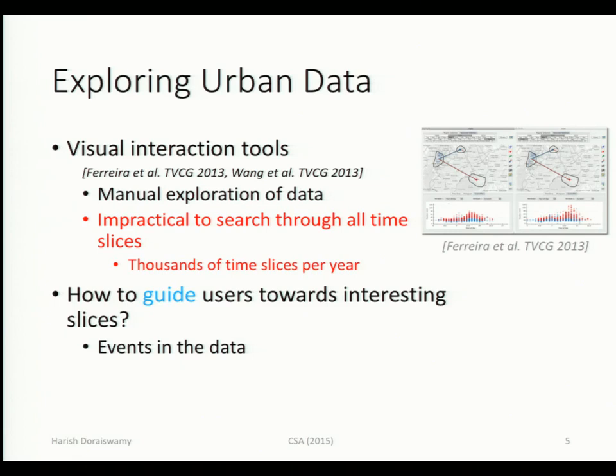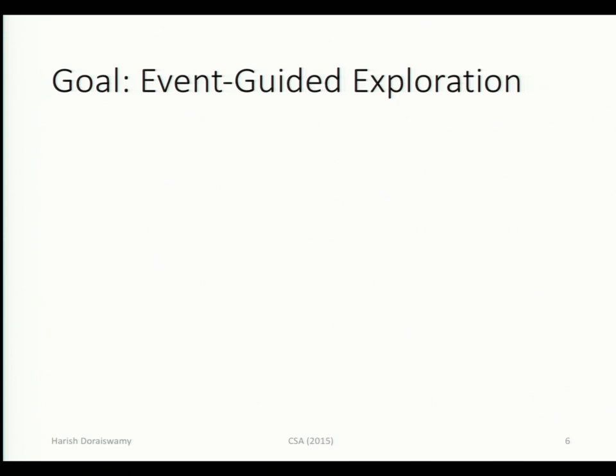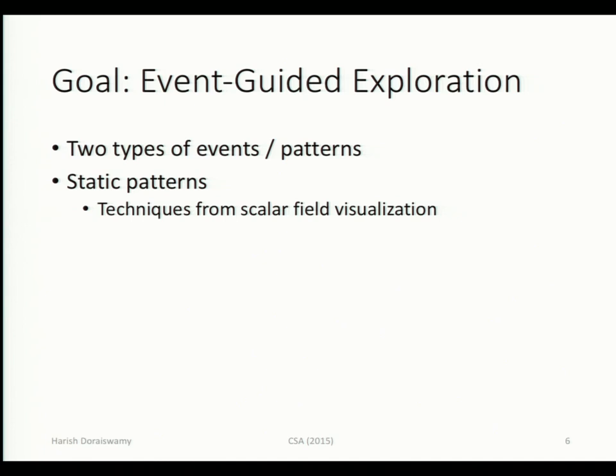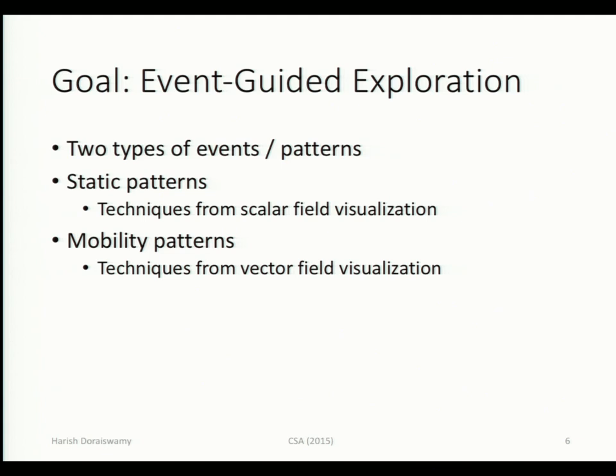And to do that, we are going to be focusing on what we call events in the data. So essentially, it's event-guided exploration of urban data sets. I'll be focusing on two kinds of events, or patterns. The first is static patterns, and I'll be giving you an example soon. Here there are fixed patterns that happen at different time steps. For this, we apply techniques from scalar field visualization. The other kind is mobility patterns, like traffic flow and so on, and for this, the inspiration is from vector field visualization techniques.